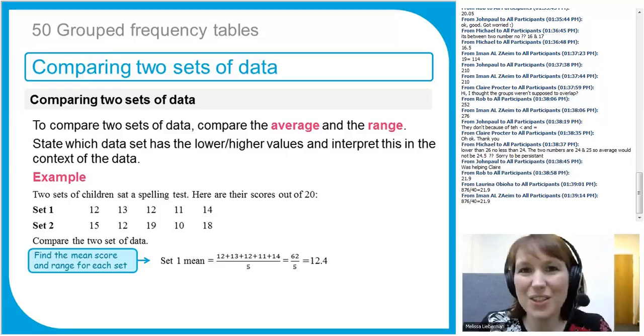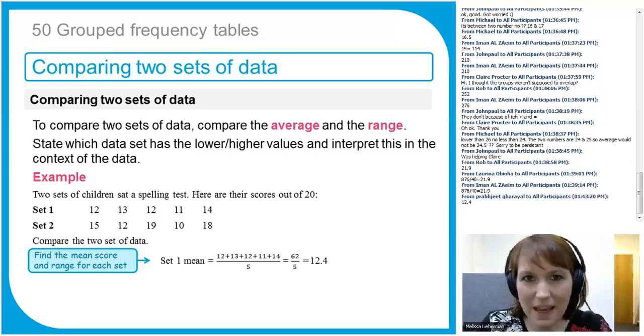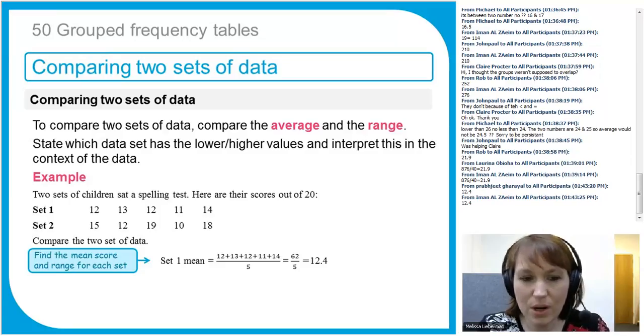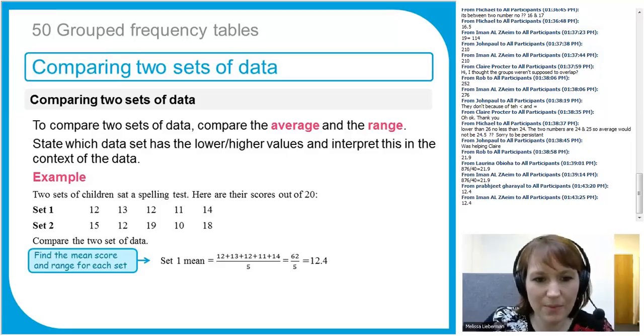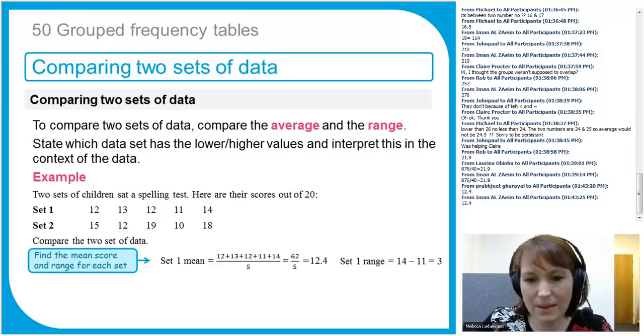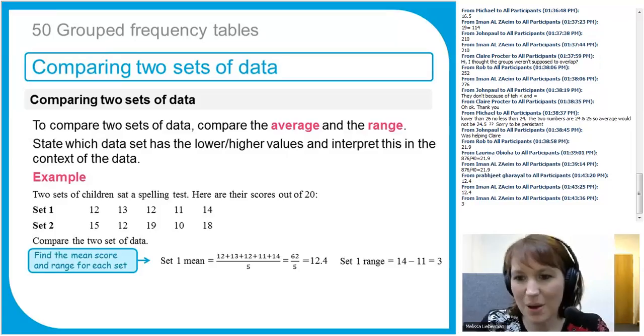Gives us 12.4. Okay, so the mean for set 1, the mean score is 12.4. And what's the range for set 1? Well, all we have to do is subtract the smallest number from the biggest number. So that would be 14, subtract 11, 3. So the range, perfect, Iman, is 3.